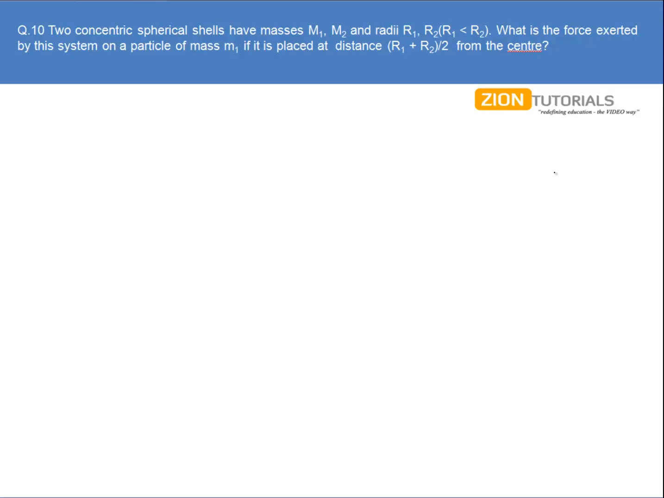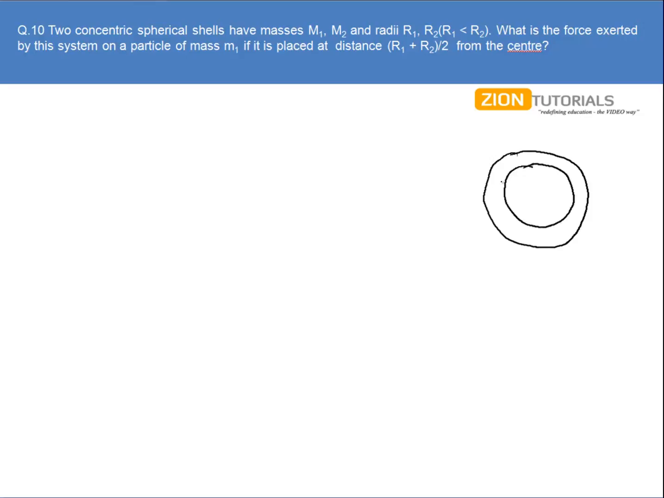Two concentric spherical shells have masses m1 and m2 and radii r1 and r2. What is the force exerted by this system on a particle of mass m1 if it is placed at a distance (r1 + r2)/2 from the center? Fine. Now let's say this is my one sphere, the other one.